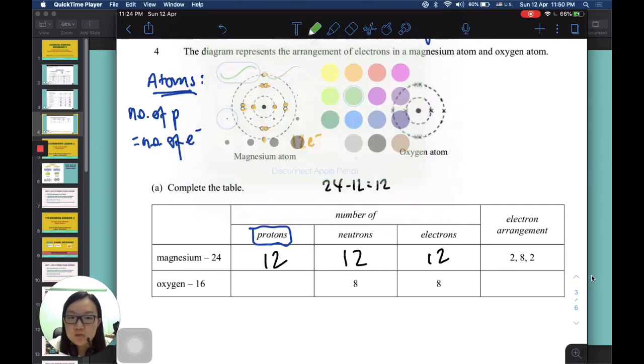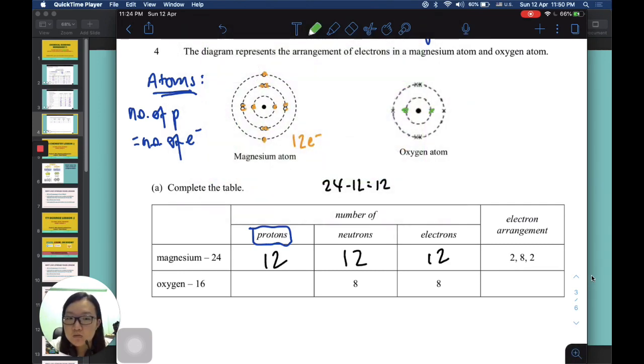Moving on to oxygen, we do the counting again. So there's 1, 2, 3, 4, 5, 6, 7, 8. 8 electrons for oxygen atom. So that's why you get the 8 there. Number of protons, again, it will be equal to that, so 8. Electron arrangement 2.6.